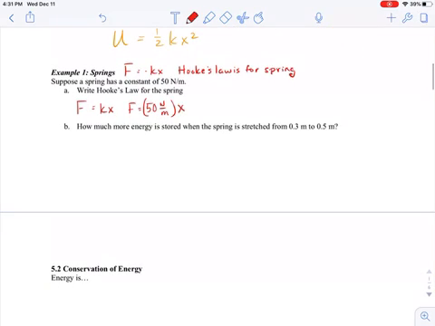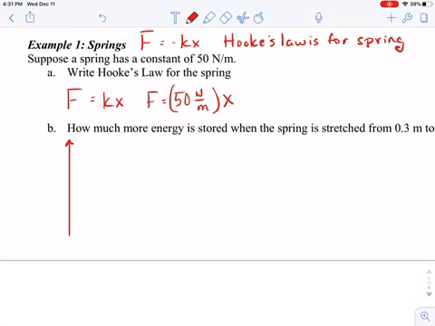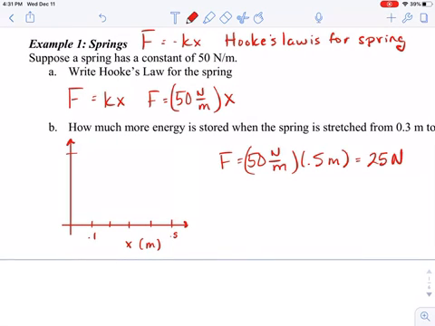Okay, let's take a look at this question B. How much more energy is stored when the spring is stretched from 0.3 meters to 0.5 meters? To solve this, I'm going to sketch a graph. So I'm going to put position on the horizontal axis, and I know that this goes to 0.5, and I'm going by 0.1s there. On the vertical axis, if I use the formula I just created, F equals 50 newtons per meter times x, at 0.5 meters, I get that F is 25 newtons, and I should be able to draw that graph. The slope here, again, is 50. If I take the rise over the run, I get 50, which is what the slope is.